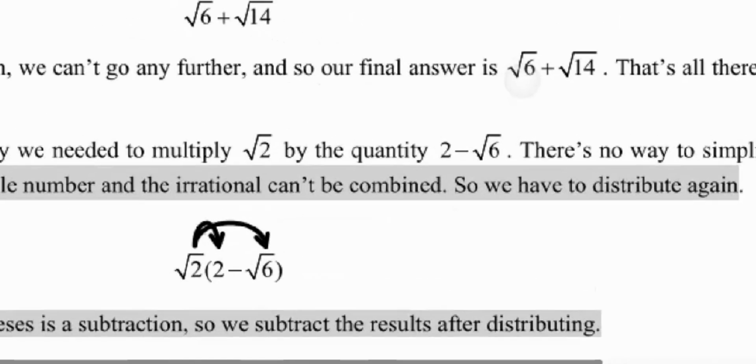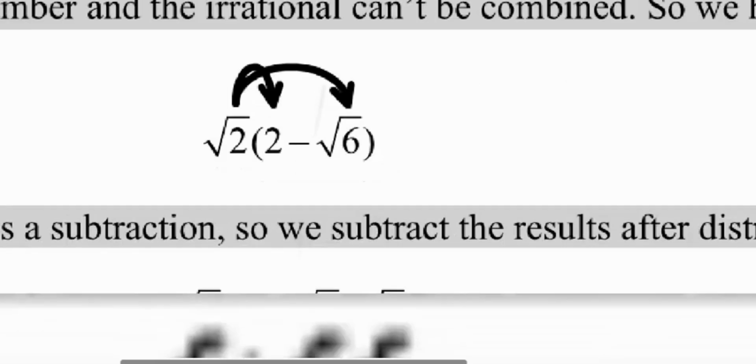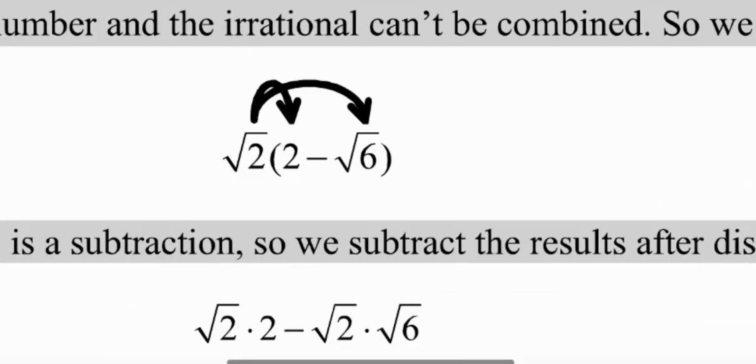If we wanted to multiply square root of 2 times 2 take away square root of 6, it would look like this. So we would get square root of 2 times 2. So this would be 2 square root of 2.